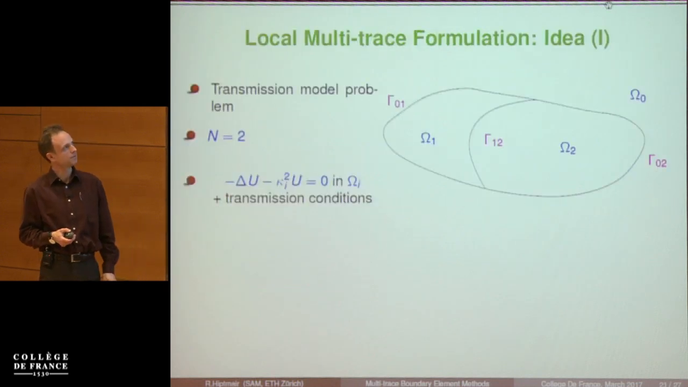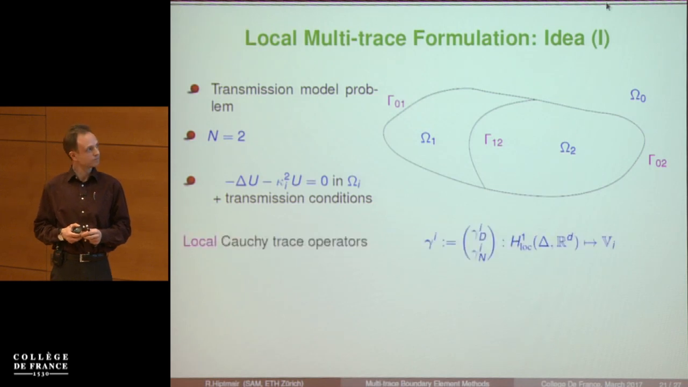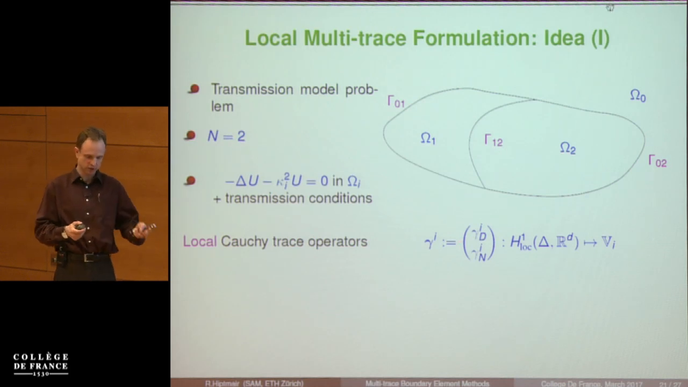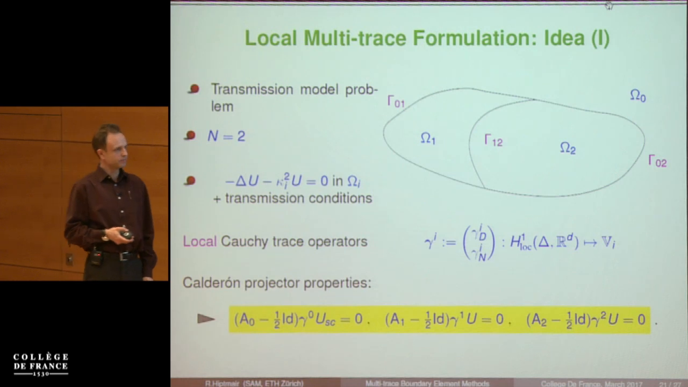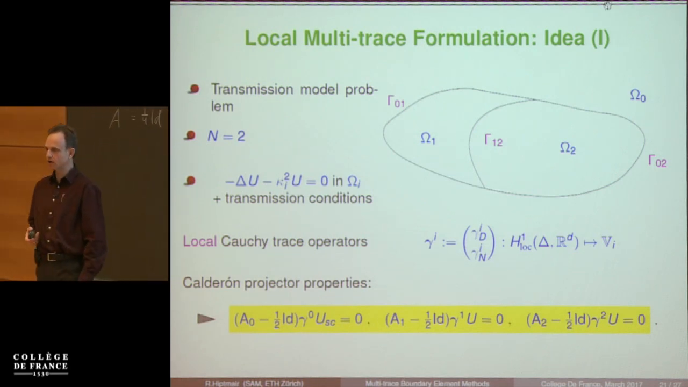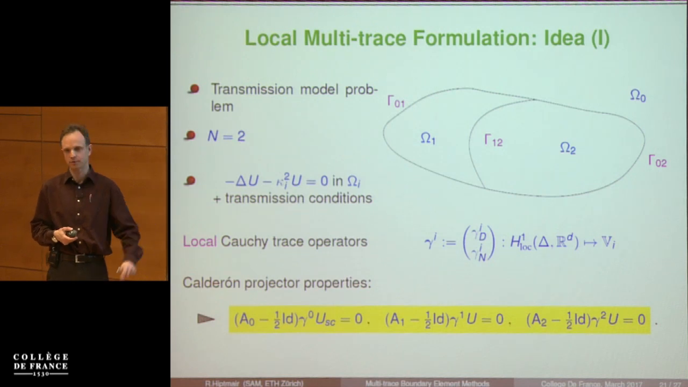Different idea now. Let's again look at the simple setting. U is the solution of the scattering problem. This is essentially local Cauchy traces. So for each subdomain, you've got Dirichlet-Neumann trace. And then we have already seen these identities. This is the characterization of valid pairs of boundary data through the Calderon projector. Again, the starting point, as with a single trace formulation.